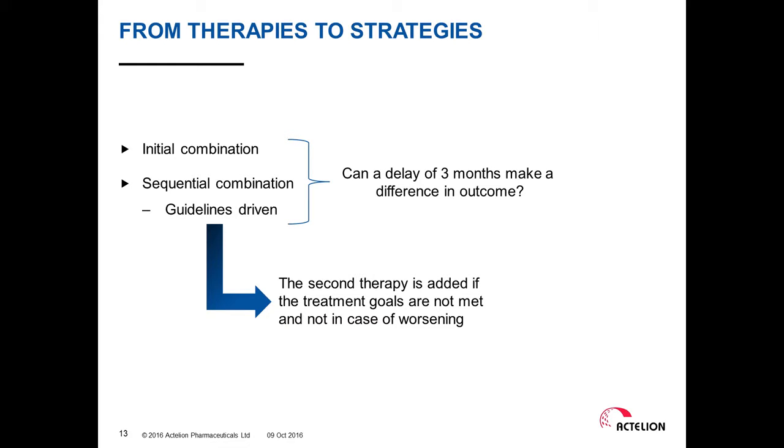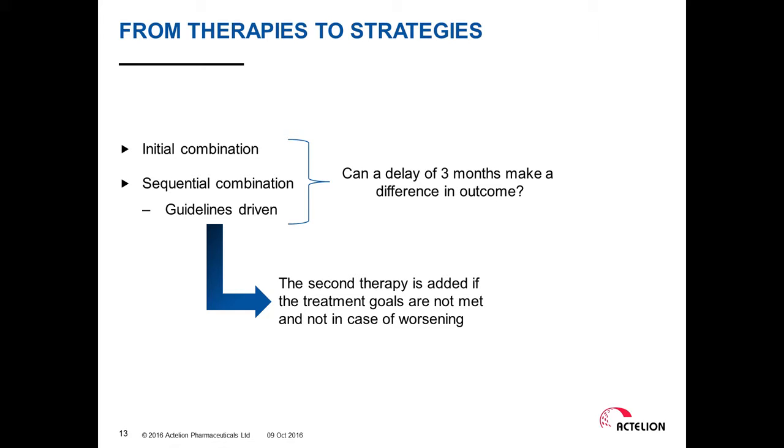And the question is, can this delay of 3 months make a difference or not? Because what I think is very important, if we look at the studies that have been done in PAH, SERAPHIN or GRIPHON, these studies are not true sequential combination studies, because patients who were already treated and then randomized to get the active drug or the placebo could have been on the first drug for 1 month or for 3 years. So for sure, this was not guideline-driven sequential combination therapy. This is adding the second drug in many countries when you have the possibility to add the second drug.